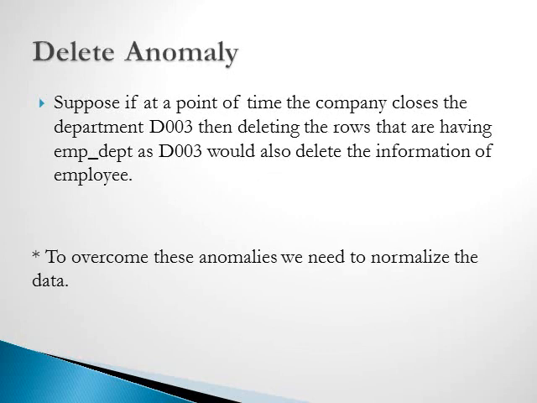Delete anomaly. Suppose we try to delete a record, but parts of it are left undeleted because of unawareness, or we can say the data is also saved somewhere else. So in this example, we want to close the company department, so we have to delete all the information of an employee, otherwise a delete anomaly occurs.